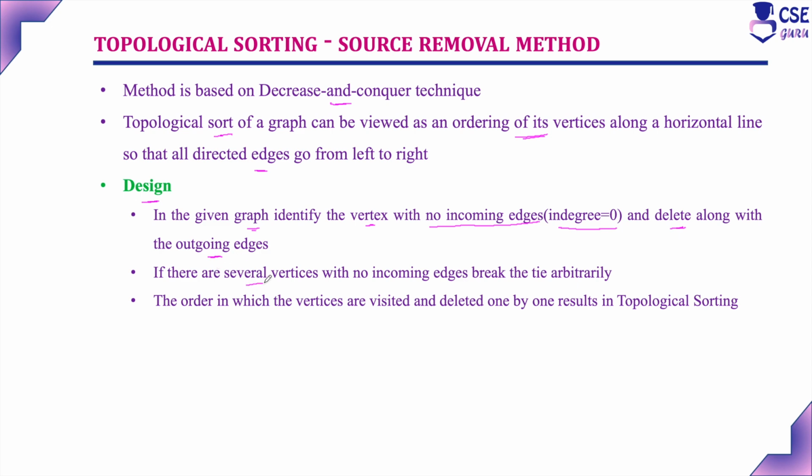If there are several vertices with no incoming edges, break the tie arbitrarily. Obviously, we will break the tie in alphabetical order. Whichever vertex comes first alphabetically, we will take it first and remove it first. The order in which vertices are visited and deleted one by one results in topological sorting. Very simple logic. Identify the vertex with in-degree 0 and remove it, one by one in the given graph. Finally, the order of the deleted vertices is nothing but the topological sorting.